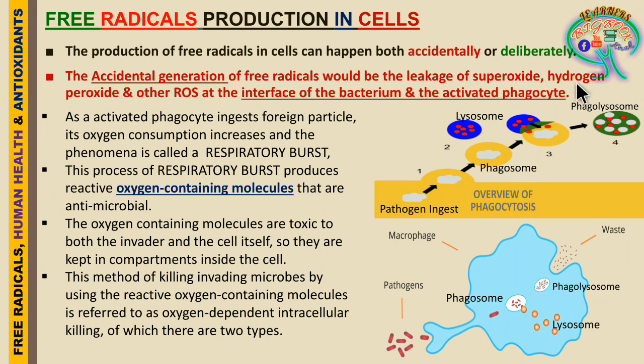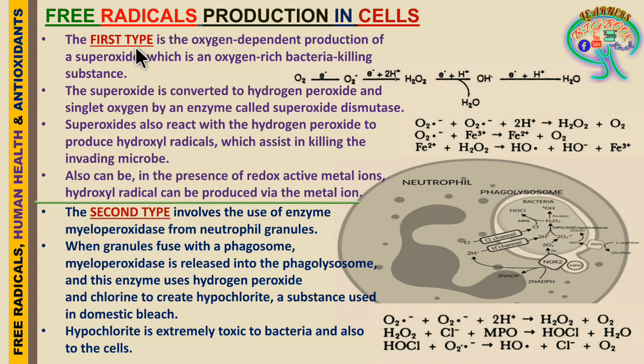Here we have discussed that superoxide or hydrogen peroxide and other ROS will be produced during this accidental process of the interface of the bacterium and the activated phagocyte. Followed by this phenomenon, oxygen dependent intracellular killing is of two types. The first type is the production of superoxide, an oxygen rich bacteria killing substance. The superoxide is converted to hydrogen peroxide and singlet oxygen by an enzyme called superoxide dismutase. Superoxide also reacts with hydrogen peroxide to produce hydroxyl radicals, which assist in killing the invading microbes, also in the presence of redox active metal ions.